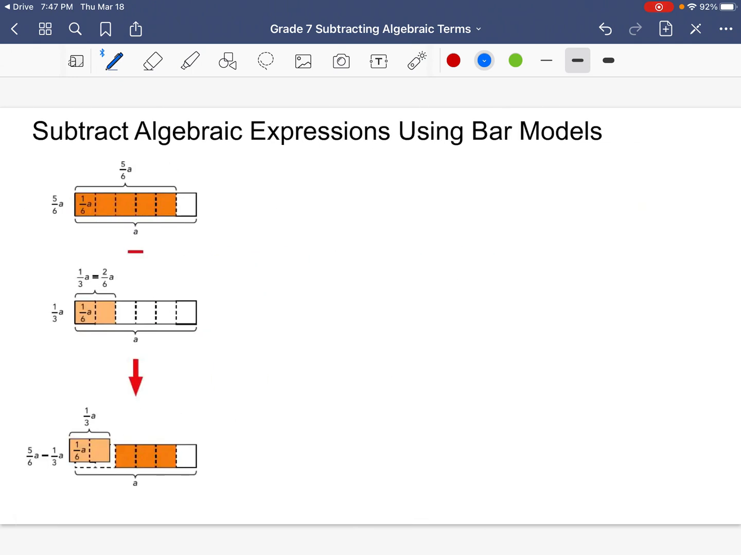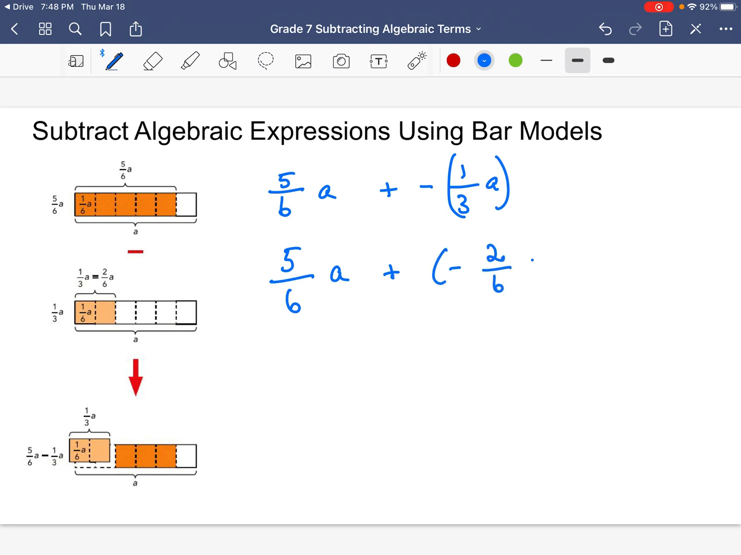And we can do similar work with fractions. In these bar models we're seeing 5/6 a plus negative 1/3 a, and we need them to be common denominators, so I'm going to make both of them sixths: 5/6 a plus negative 2/6 a, and that leaves us with 3/6 a, and an equivalent fraction for 3/6 would be 1/2 a.